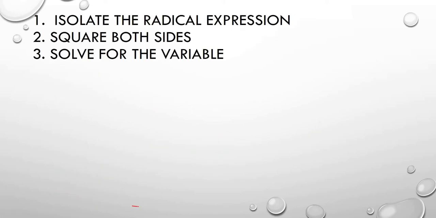So what are our steps? The first thing we have to do is isolate the radical expression. In other words, the square root and whatever's under it has to be on one side of the equation, nothing else with it. Second, we're going to square both sides. That will remove the radical expression. And the last thing we do is solve for the variable.